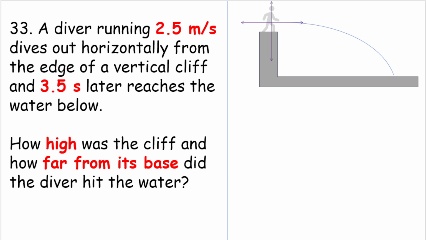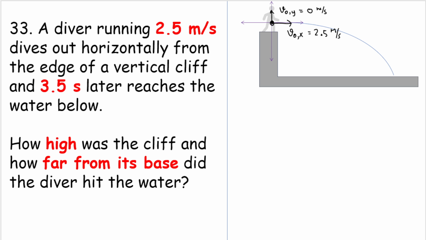Okay, so he runs horizontally, right? So we will have this initial velocity in the x direction here, V0,x, that will be 2.5 meters per second. Okay, and he did not jump, right? So we will have no vertical velocity. So we will have V0,y here is equal to 0 meters per second.